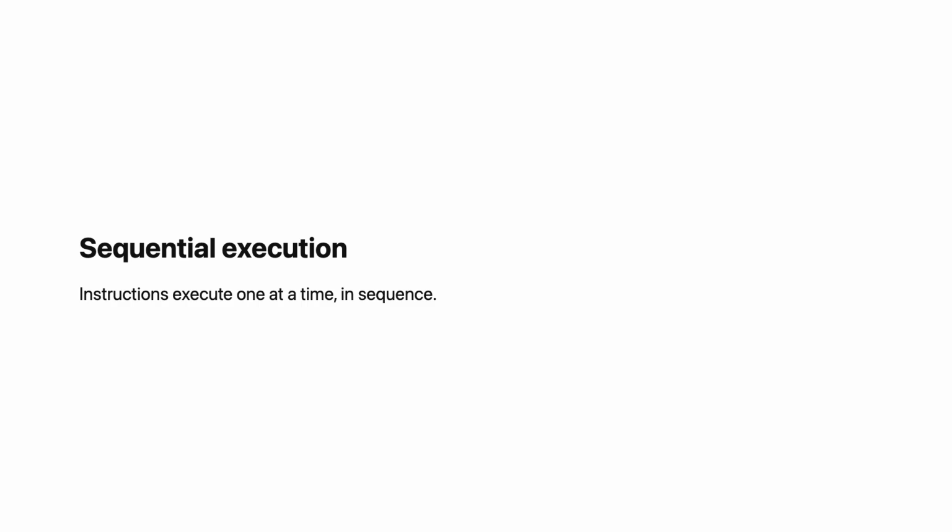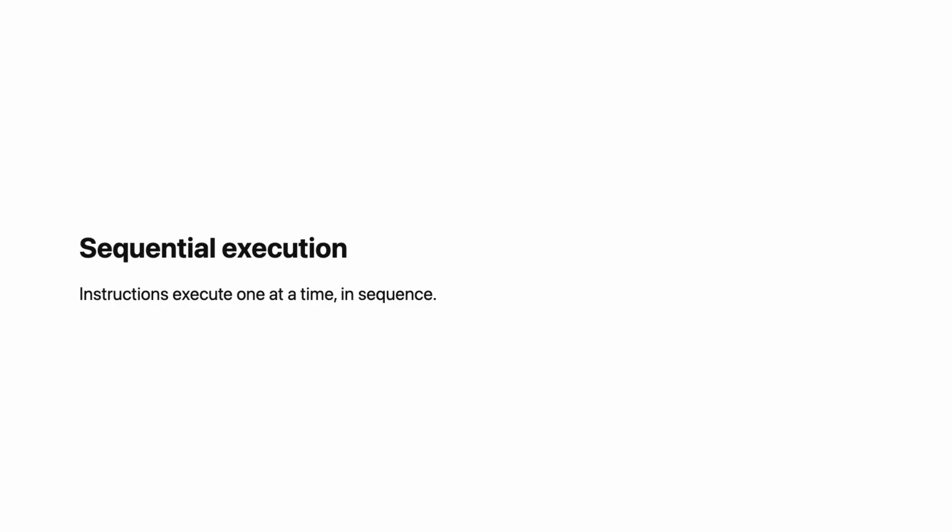Think of it like reading a book. You read the first word, then the second, then the third. You do not read all words simultaneously. You do not skip around randomly. You follow a sequence. Programs work the same way. The computer reads the first instruction, executes it, then moves to the next instruction. This seems simple, but it has profound consequences.